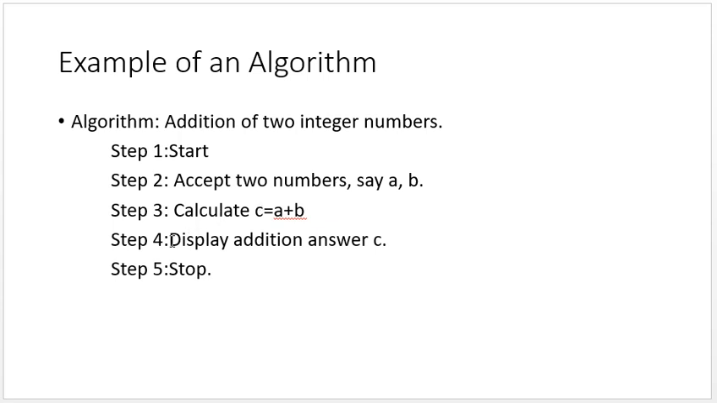Step 4 will be display that addition answer as C, and the last step will be step number 5, that is stop. Here all the logical steps are described one by one, one after the other, in sequential order from 1 to 5, to do the solving of addition of two integer numbers as a problem statement.